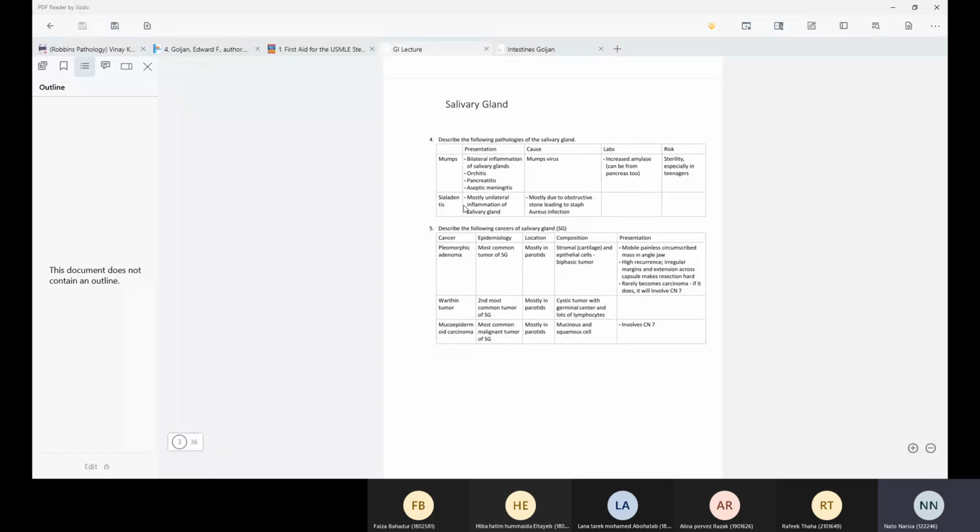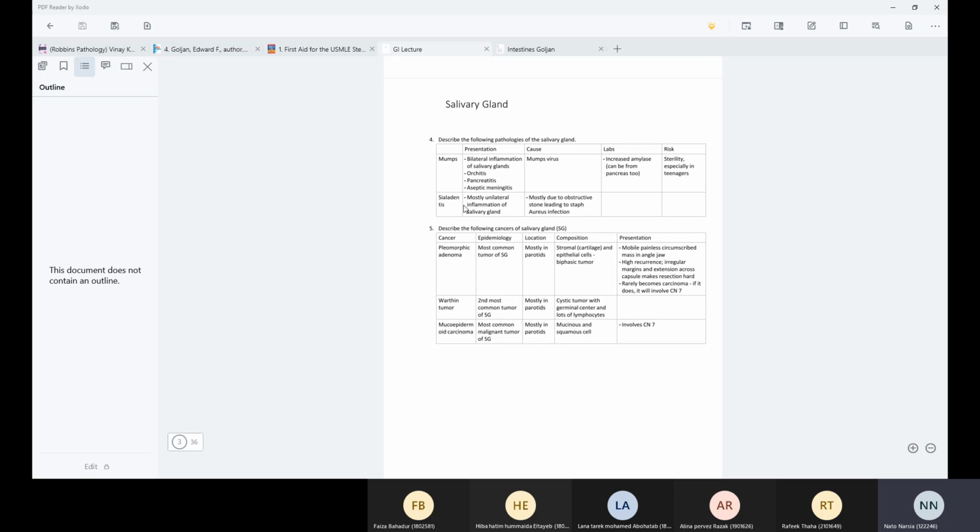For example, in case of mumps virus, it infects the parotid glands. Okay, it can cause infection of the testicles and cause orchitis, and it can cause pancreatitis and aseptic meningitis. And now, how do we make the differential diagnosis? For example, the laboratory test that we measure in case of salivary gland inflammation, okay, bilateral.